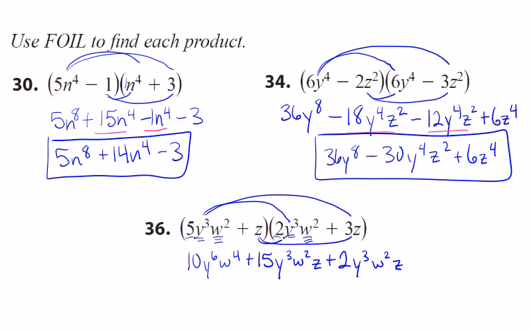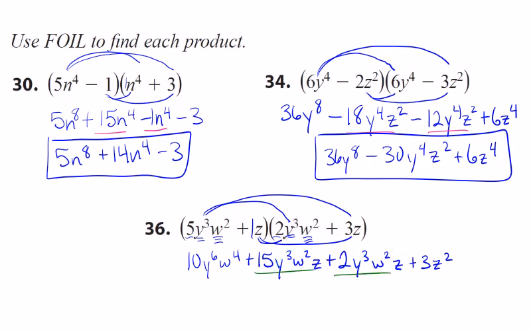All right, and last we have last times last. And so z times 3z. So it's 1 times 3 is 3. Positive times a positive is a positive. And then z times z is z squared. So we identify our like terms. We have y cubed w squared z, y cubed w squared z. So those are like terms, so we can combine them.